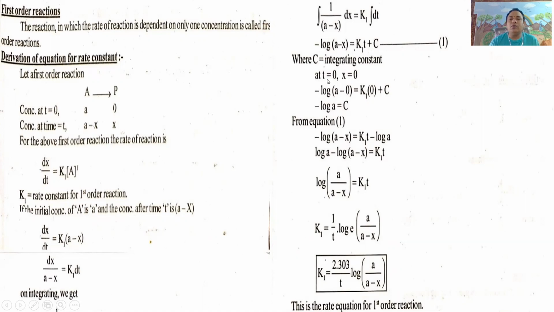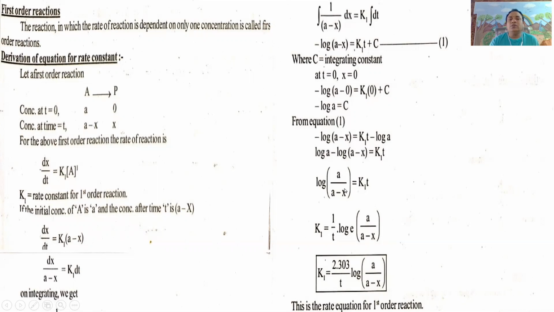To calculate the C value: when t is equal to 0, that is, initially when the reaction has not started, the product concentration x is 0. Substitute these two values in the above equation: minus log a minus 0 equals K1 into 0 plus C, or minus log a equals C. From here, substitute this C value in equation number 1: minus log a minus x equals K1 t minus log a, that is, log a minus log a minus x equals K1 t.